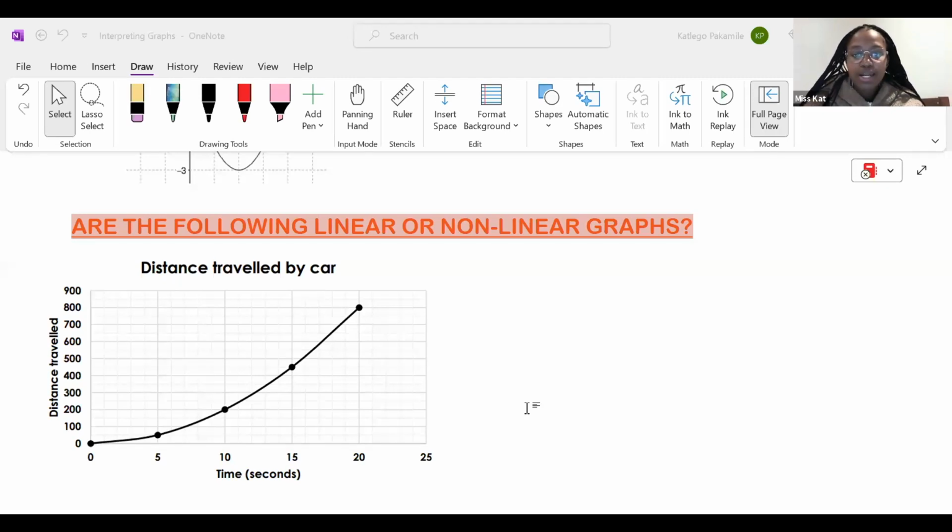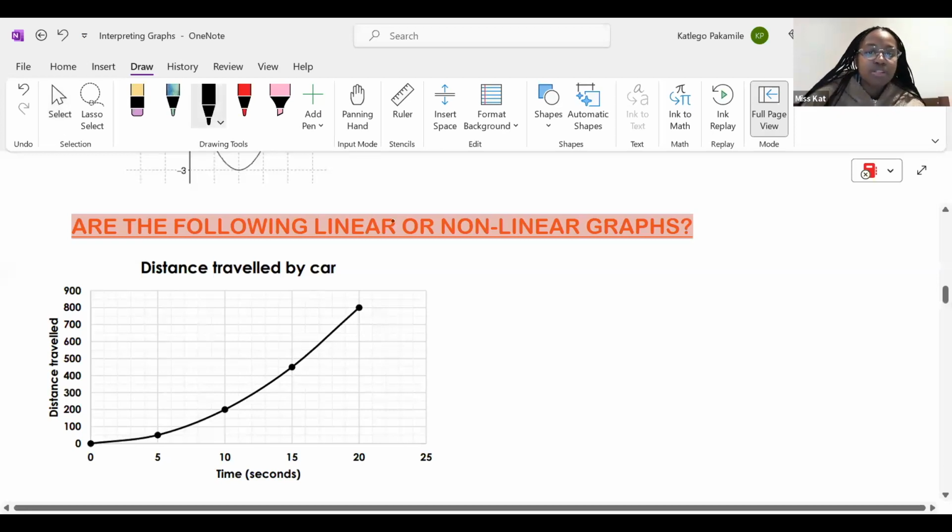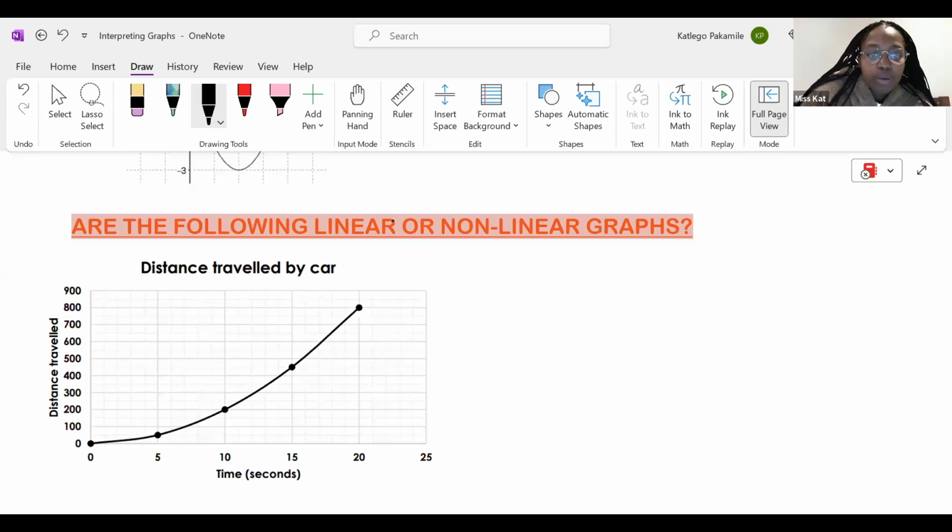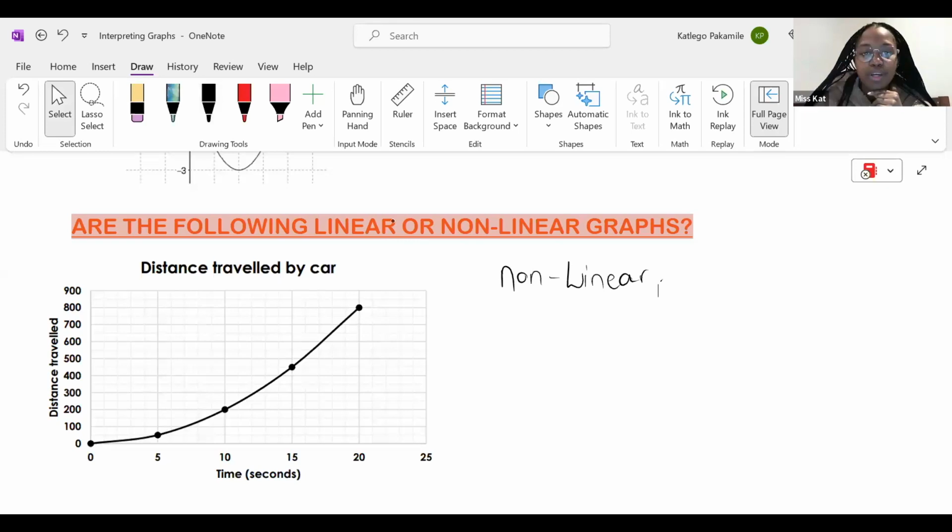This graph is non-linear, okay? That's fine. Looks like everyone is saying non-linear. Can you give me a reason for why it's non-linear? Let's hear if we know why. Let's remember our conditions. We're saying this is non-linear. It's curving. That is beautiful, guys.